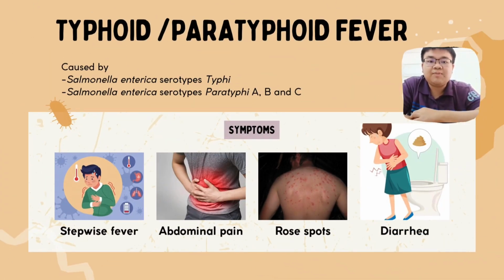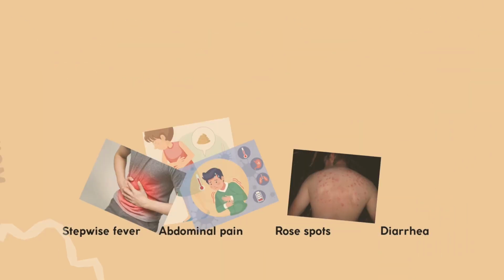Another common disease caused by Salmonella infection is typhoid or paratyphoid fever, and they are caused by Salmonella enterica serotypes Typhi or Paratyphi A, B, and C respectively. Typhoid fever can be life-threatening without appropriate antibiotic treatment, and after infection, the symptoms include stepwise fever, abdominal pain, diarrhea, and also rose spots.